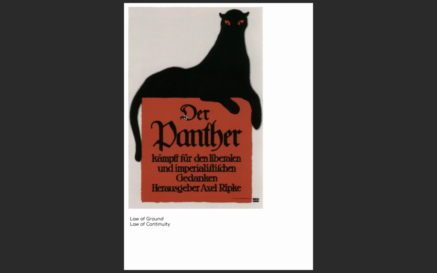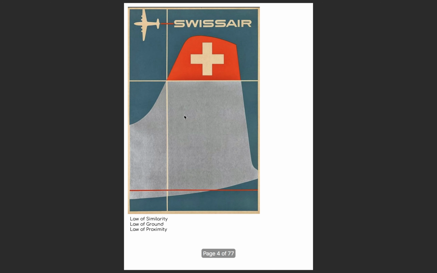We talked about the law of proximity, where objects are placed together to look like they belong to each other. Again, like this grid, the way it's placed together, and these Swiss Air and the logo placed together makes them feel like they belong together. We get a sense of an aeroplane flying in the air, and so I think that makes sense.